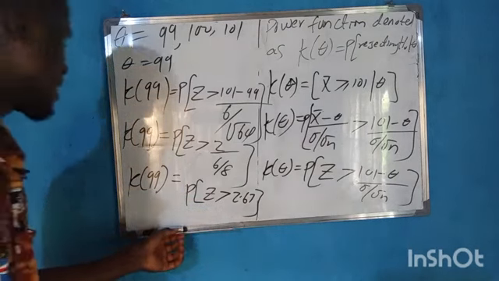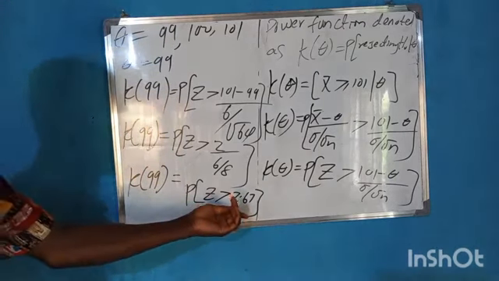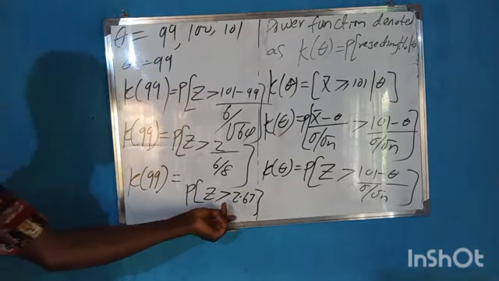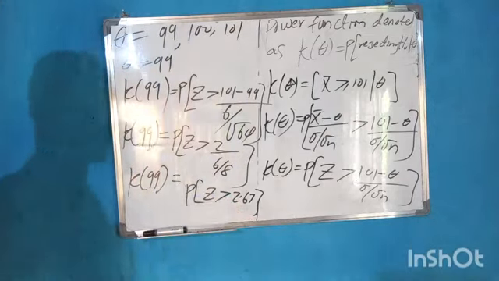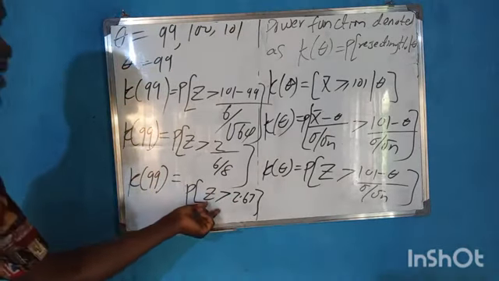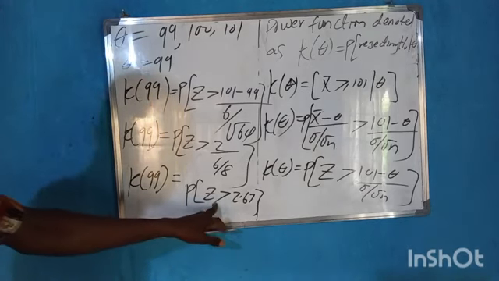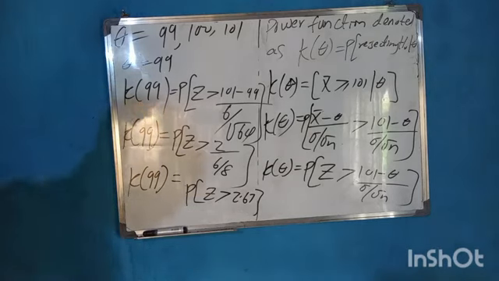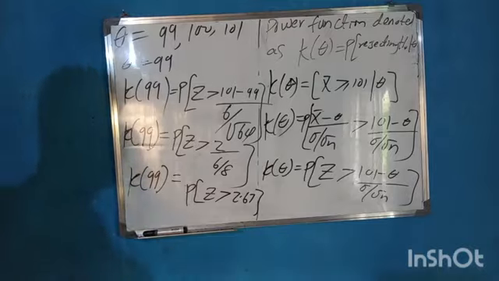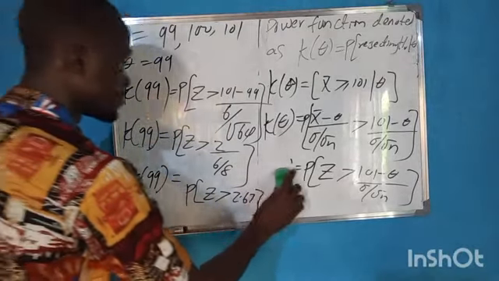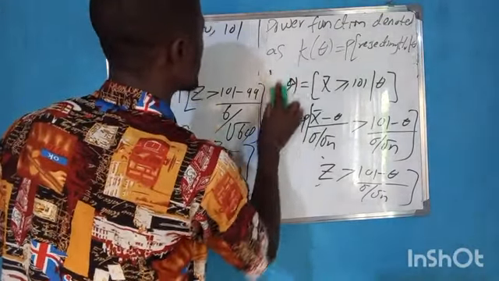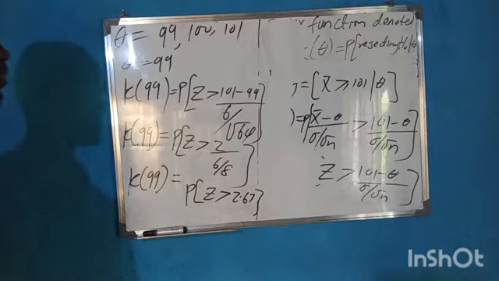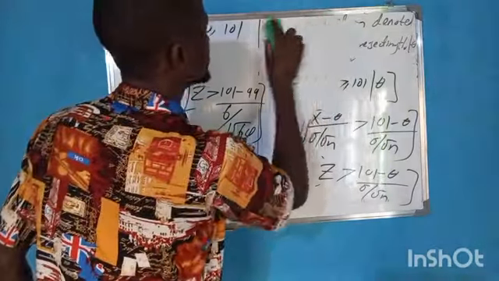Now from our table we have the area under a normal curve. That one we find from a normal distribution table. So we find the area of Z greater than 2.67. For this class I will be copying it directly from the table. If you have any question on how to find the area under the normal curve from a normal distribution table, you can drop it in the comment section.